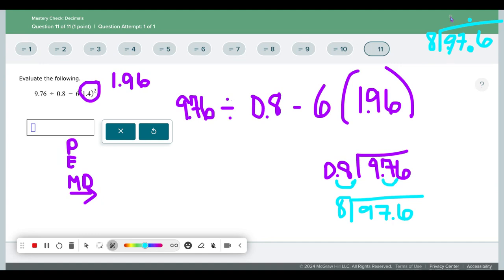Okay, now we're ready to go. So 8 will go into 9 once, right? And once I'm subtracting, I'm ready to bring the next one down. So that gives me a 7.